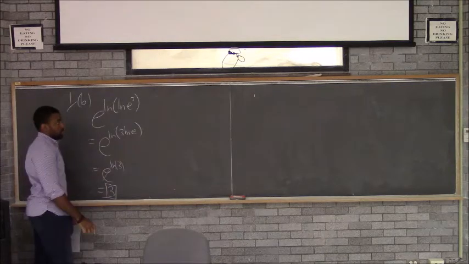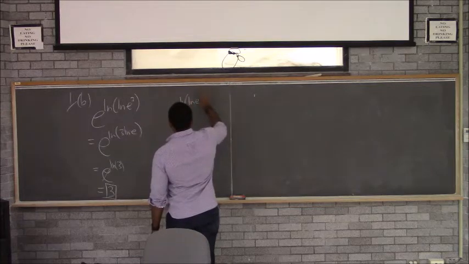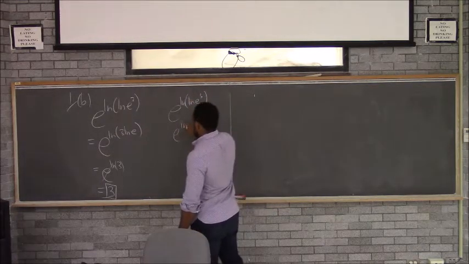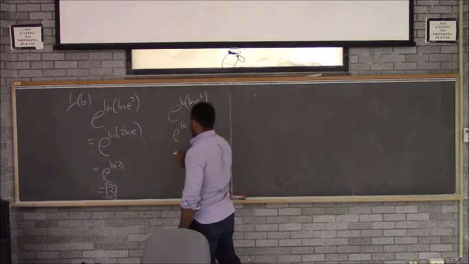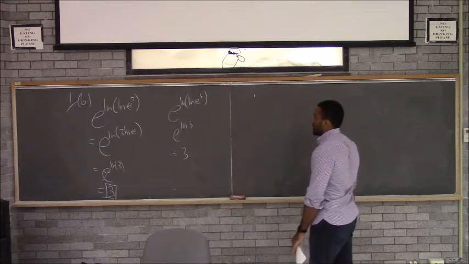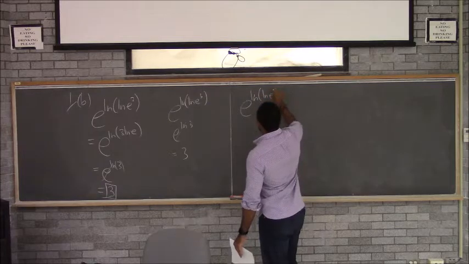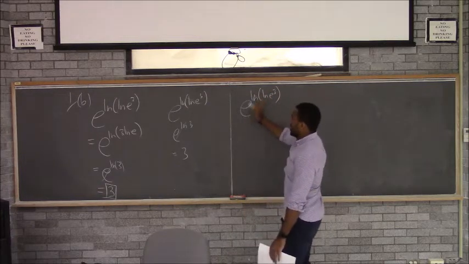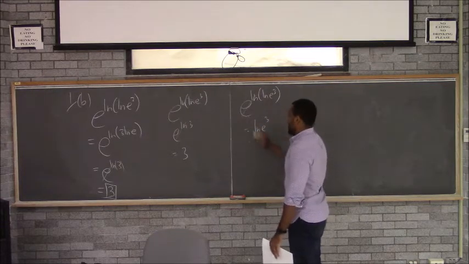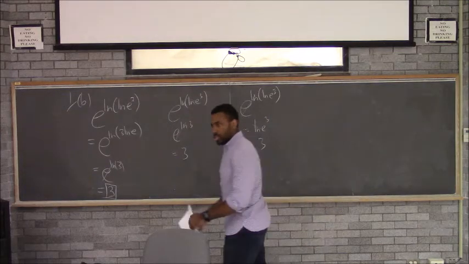That's one way to do it. Another way to do it is to just realize that I could have canceled at this point and got e to the ln of 3, and cancel here and get 3 again. And again, if I'm here, I could have canceled this right away, get this, then this would cancel, and I get 3. Tons of legal ways to actually do this.